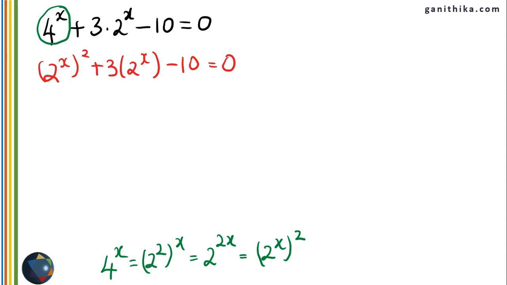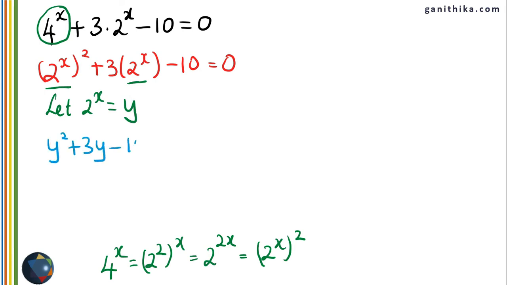And then retaining the remaining equation as it is, we are getting (2^x)^2 + 3 times 2^x - 10 = 0, which means we have an equation in 2^x. So substituting 2^x as y, we get a quadratic equation in y. And solving this quadratic equation, we get y = -5 and y = 2.